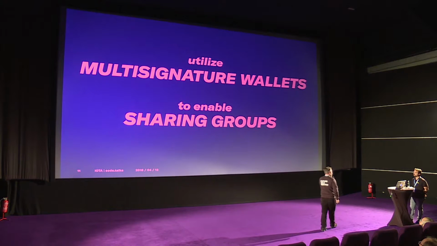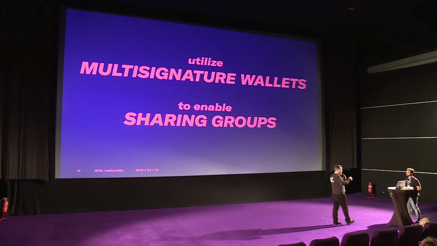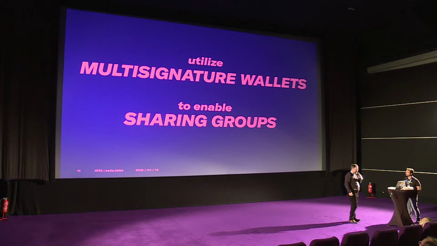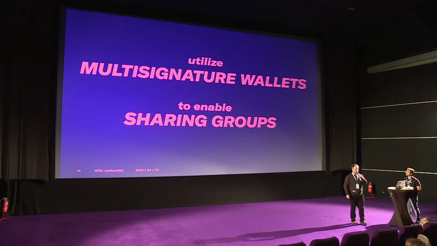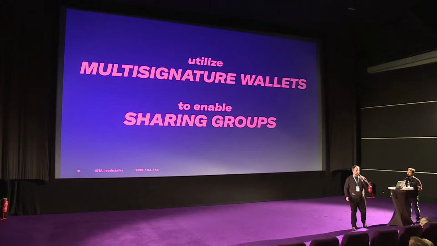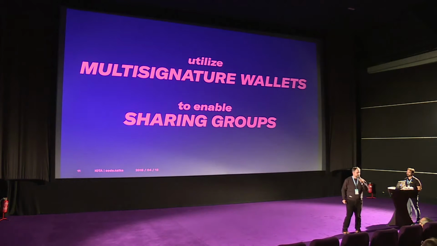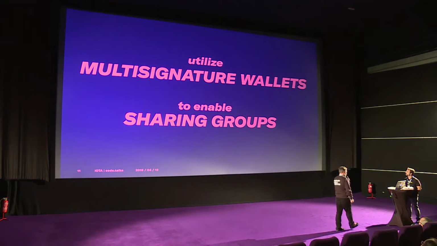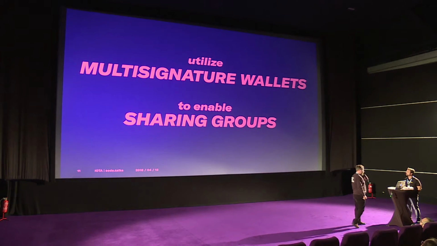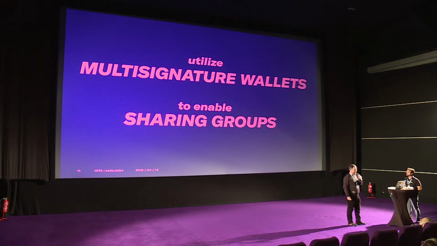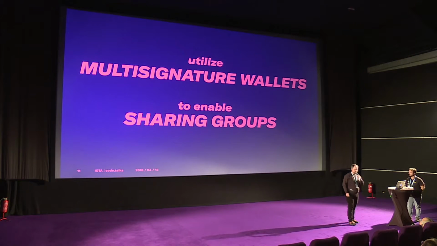So, back to our initial use case. Now that we know what IOTA more or less is doing and how it's looking like, I can tell you how we are solving this renting problem. The renting problem: people are owning some item, like a tunnel drill or a car or a bike or something. And what we are doing, we're utilizing so-called multi-signature wallets in IOTA to enable sharing groups.